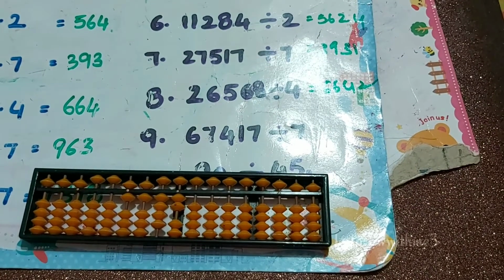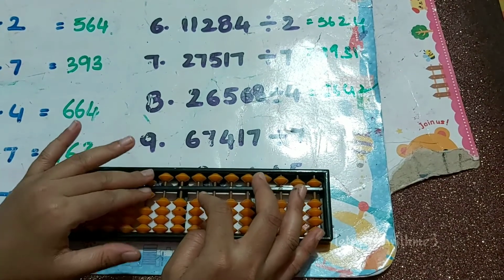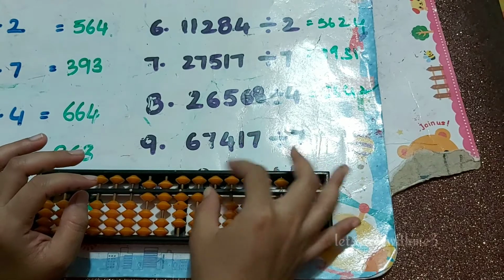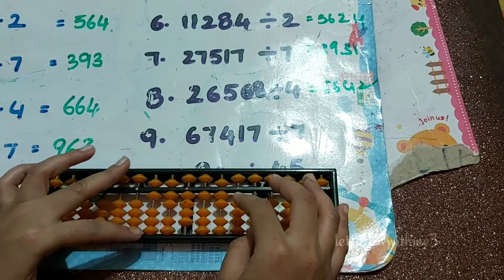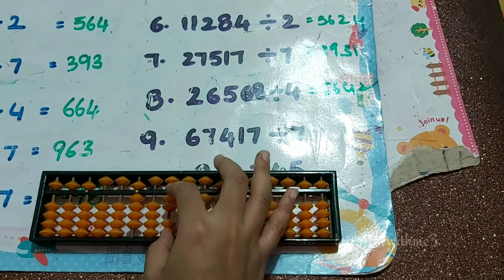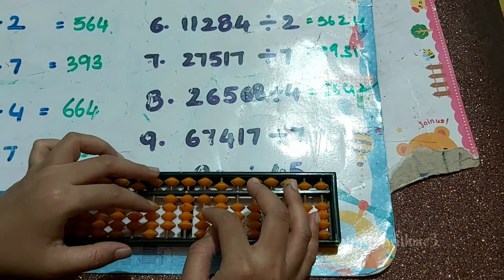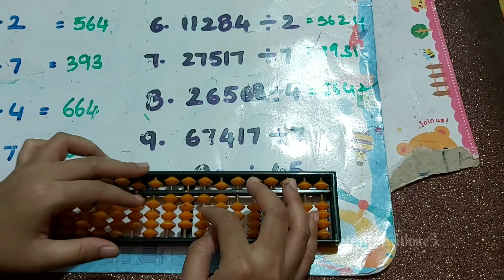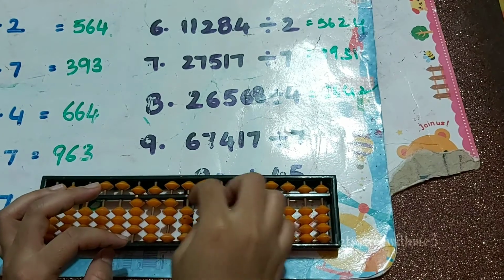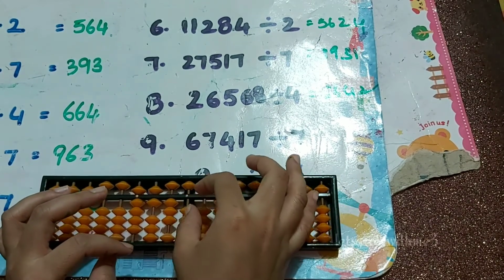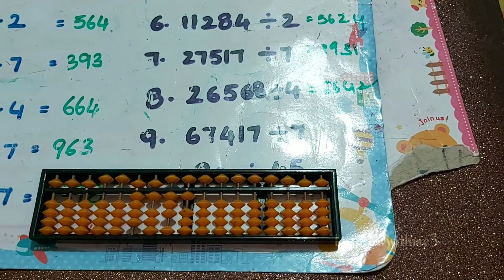Next one, 67417. Again we must consider 2 digits. 7 9s are 63. Remove 63 from 67. Now 44. 7 6s are 42. So remove 42 from 44. So the next one is 21. 7 3s are 21. So next one is 7 1s are 7. That's it. Answer is 9631.